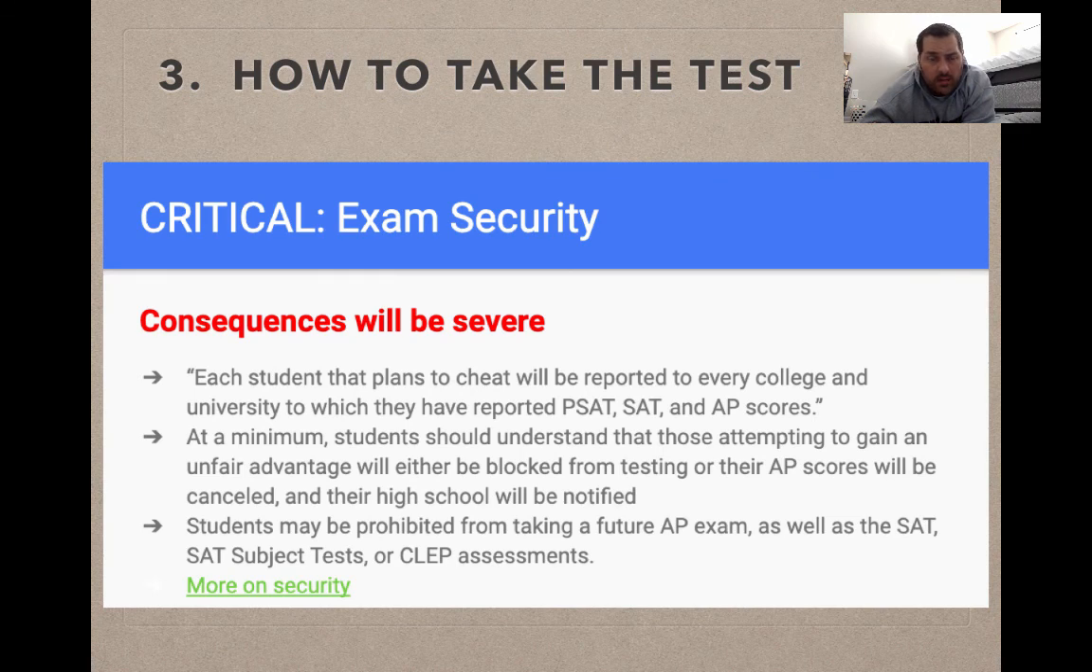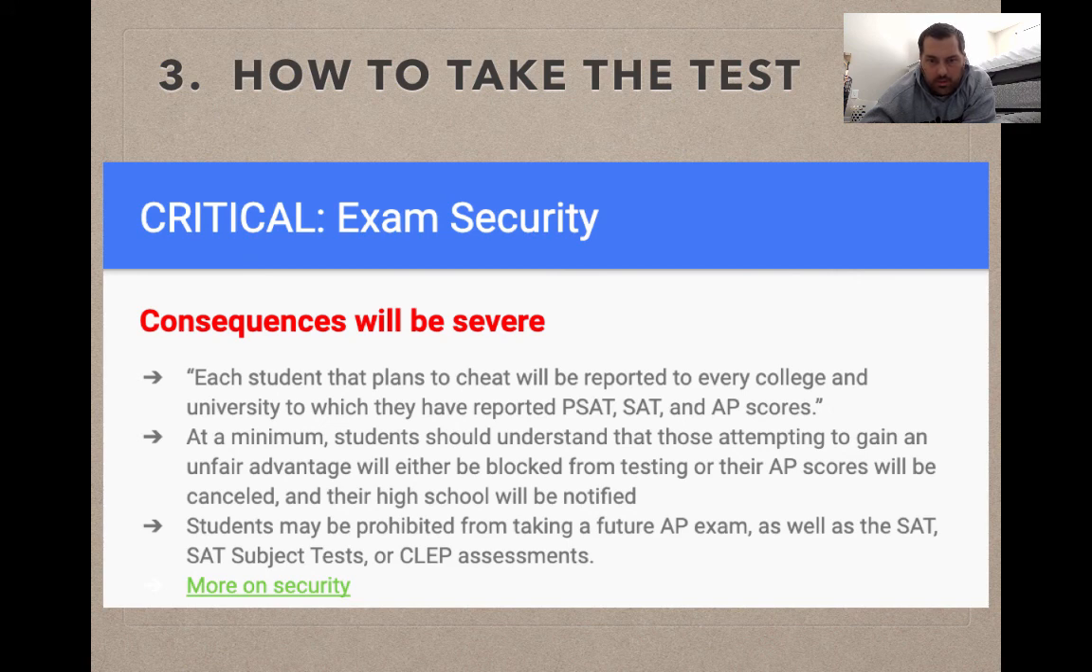One thing that I noticed out of her slideshow that I thought I would bring your attention to as well as she did is: don't cheat. They are really serious about not cheating, especially that quote she's got there in her first bullet point. Each student that plans to cheat will be reported to every college and university to which they reported PSAT, SAT, and AP scores. Dang.